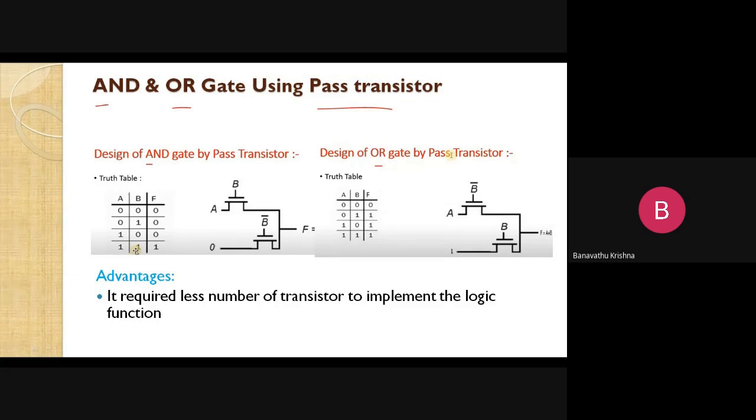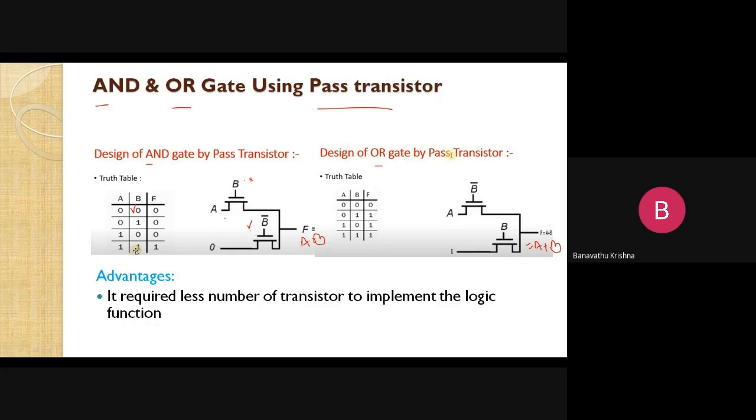So let us see A, B, F. Here F equals A dot B, and here F equals A plus B. Here A is 0, B is 0. So these two pass transistors are connected like this. Suppose B is 0, then this transistor is going to be in the off condition, and this transistor is going to be in the on condition.